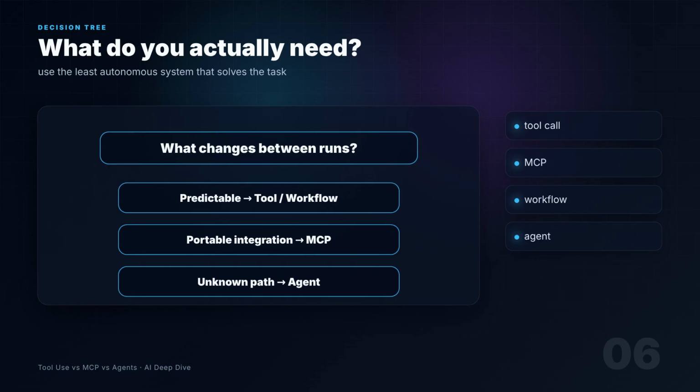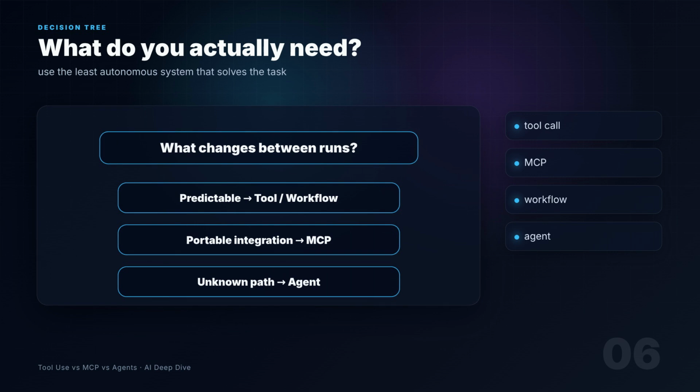No need to invent an autonomous agent. If you need a portable integration across different AI apps, use MCP. You have a local file server, a company database, a browser automation server, or a GitHub integration, and you want multiple assistants to access it through the same protocol. MCP solves the connector problem.